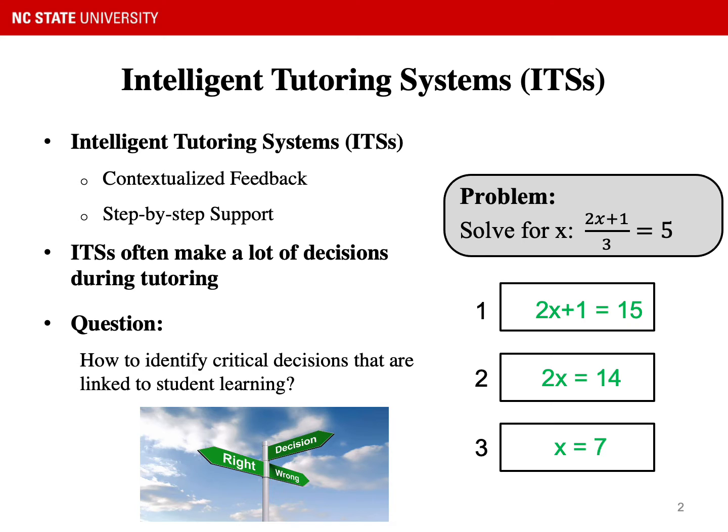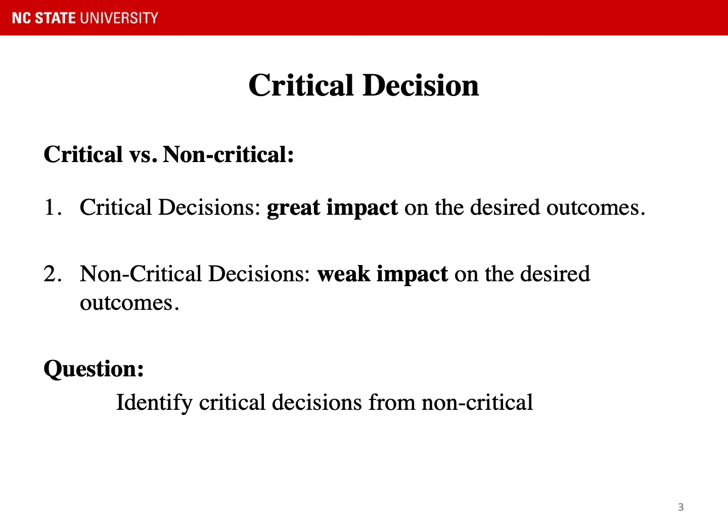We believe that these decisions are not equally important, in that some decisions are more effective while others may not be so. Therefore, our research question is how to identify critical decisions that are linked to student learning, especially in a long trajectory of decisions. It is hard to define the critical decision directly, but it is easy to ask by comparing critical versus non-critical. By name, critical decisions are a series of decisions that have a great impact on the desired outcomes. The non-critical decisions are those that have weak impact on the desired outcomes.